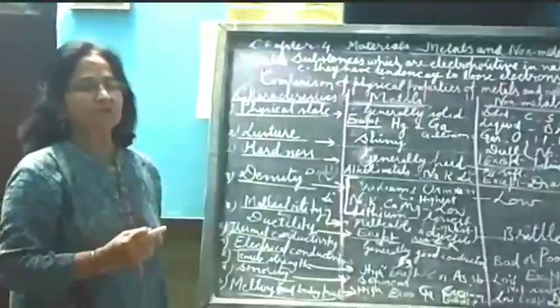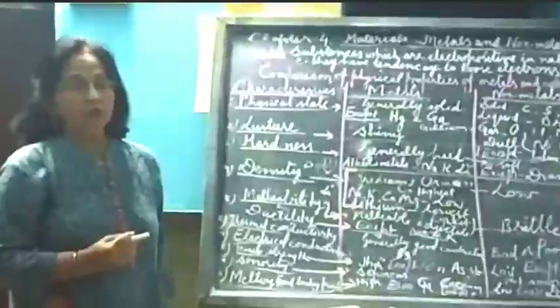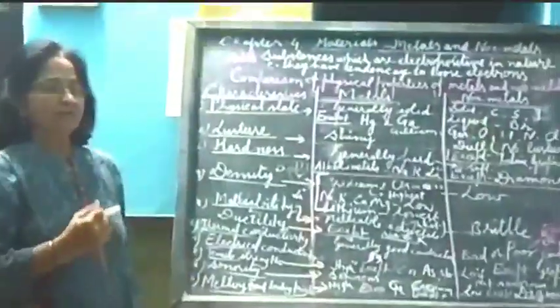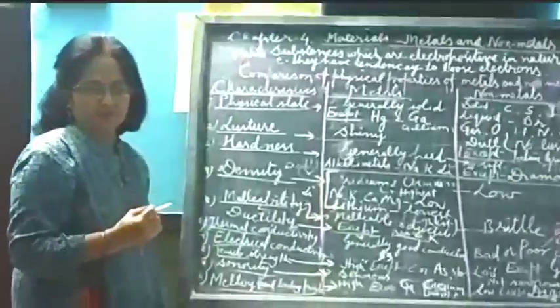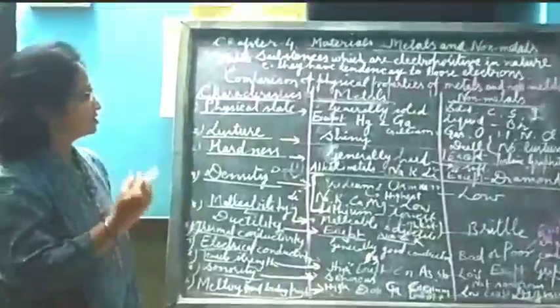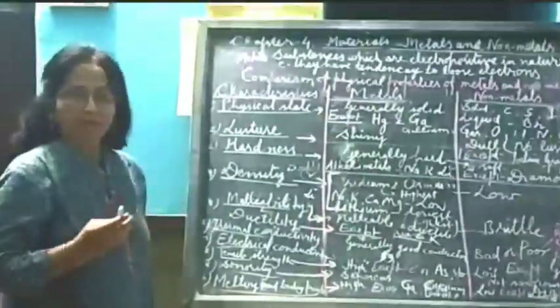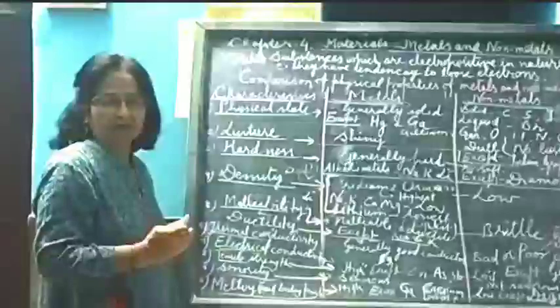Today, I have also explained some examples about the exceptions. On that basis, sometimes a definition of metal is not possible. So how can we differentiate? Before starting this differentiation, I would like to explain the definition of metal, because this chapter will continue in higher classes.